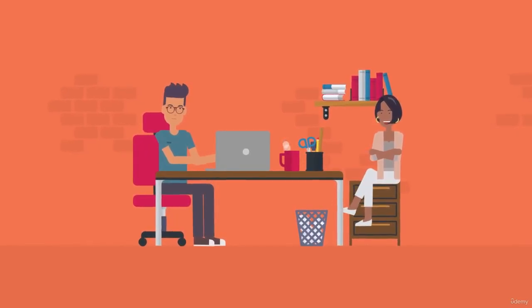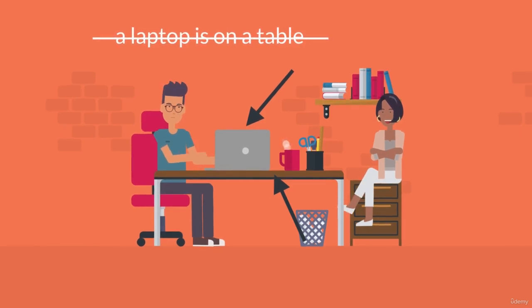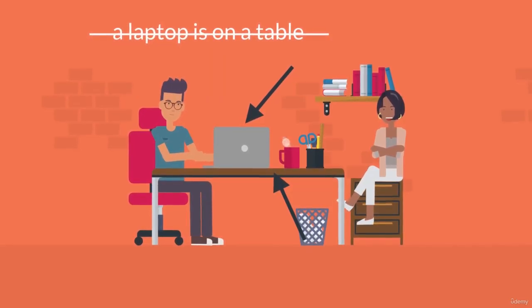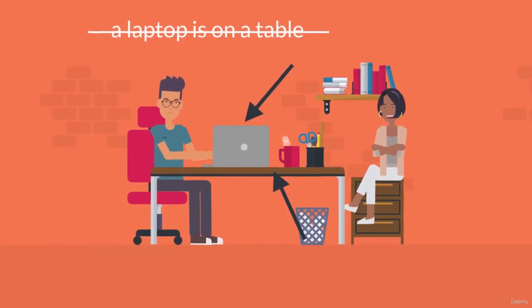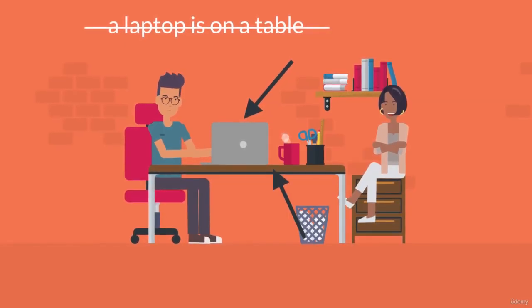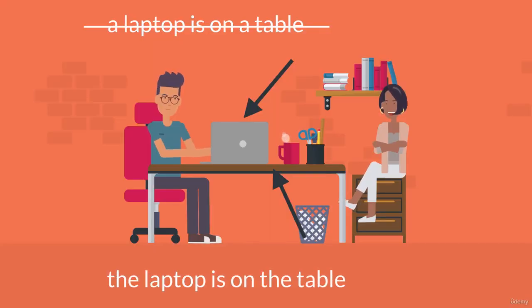For example, I want to talk about this laptop to say that it is sitting on the table. Will I say a laptop is on the table? No. Because this is no longer some unspecified laptop, one of many. In this example, we want to talk about a very specific laptop, this one. So instead of article a, we're going to use another specific article. The laptop. The table. Repeat after me.